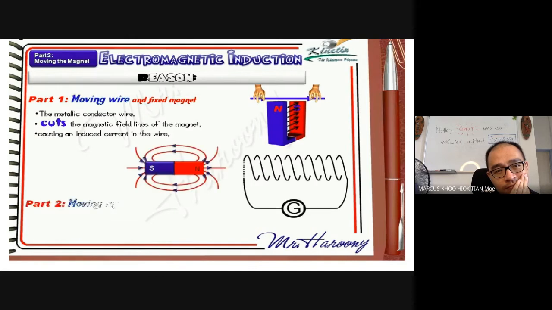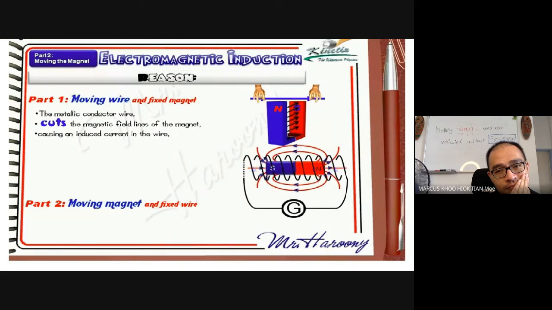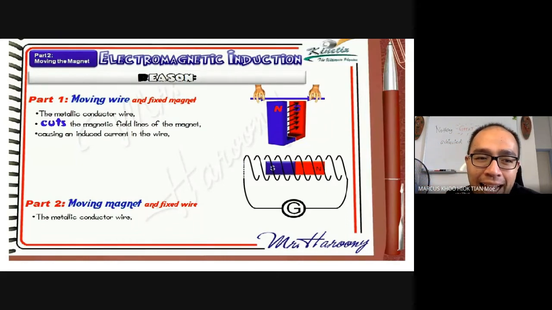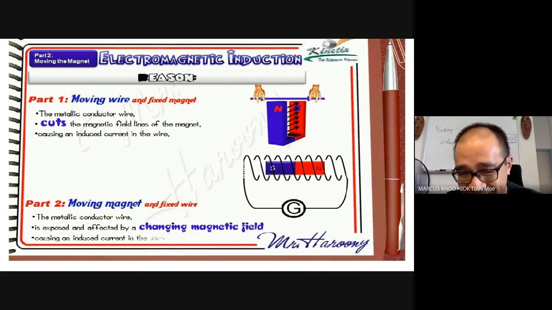But now in part 2, the magnet is the moving part, while the wire in the form of a coil is the fixed part. And this also can be explained the same way. The metallic conductor wire cuts the magnetic field lines of the magnet, causing an induced current in the wire. But here we can have a more scientific and wider explanation that prepares us for more advanced applications. For this case, we can say that the metallic conductor wire is exposed and affected by a changing magnetic field. You can also say a variable magnetic field, causing an induced current in the wire.